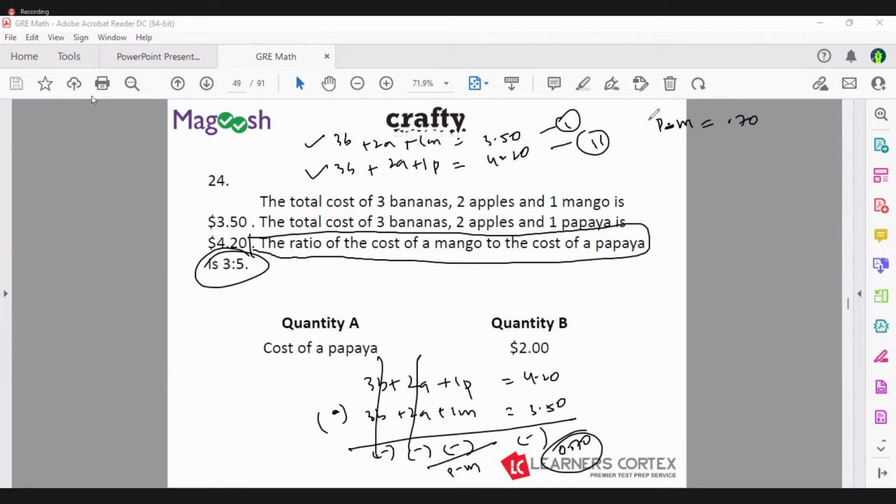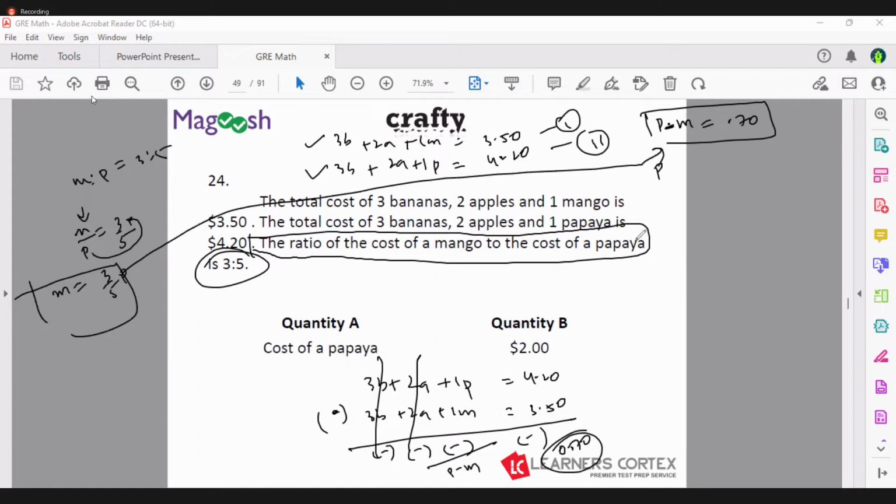Now, the cost of one papaya minus the cost of one mango is 70 cents, and given that the ratio of mango to papaya is 3:5, or we can write this as M over P equals 3 over 5, or M equals 3 over 5 times P. We have basically sent P to the right hand side, so we can substitute this particular value here.